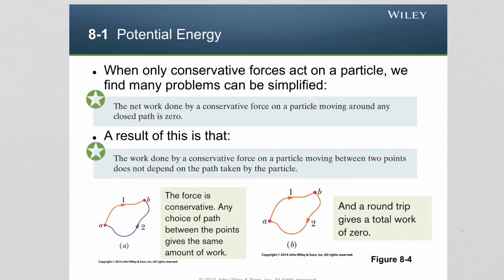So there is an important consequence of the relationship between transfer of energy and conservative forces. When only conservative forces act on a particle, we find many problems can be simplified, because the net work done by a conservative force on a particle moving around any closed path is zero. And also, the work done by a conservative force on a particle moving between 2 points does not depend on the path taken by the particle.